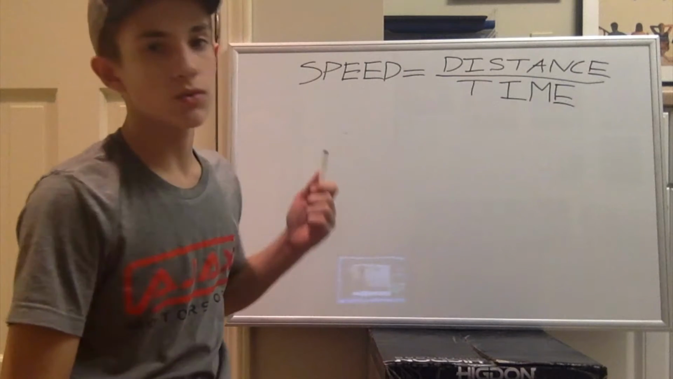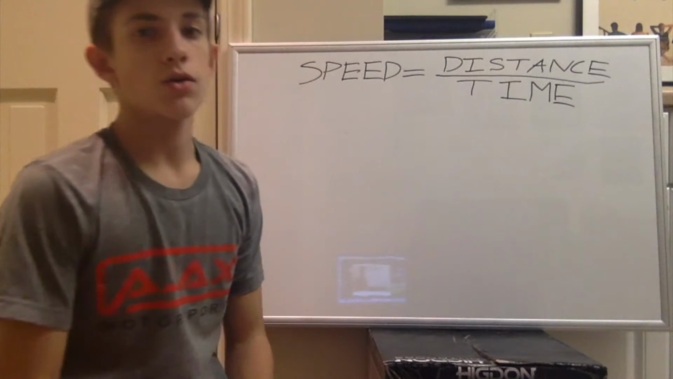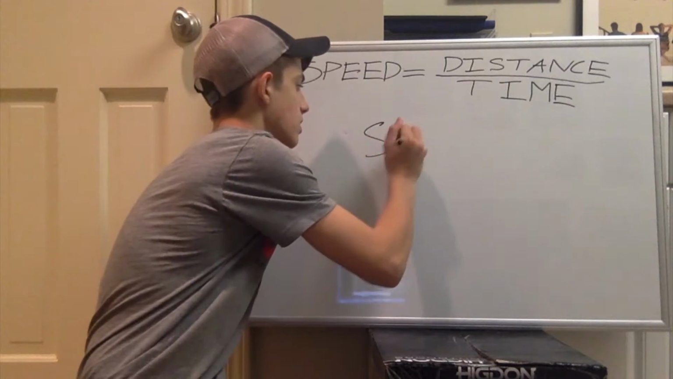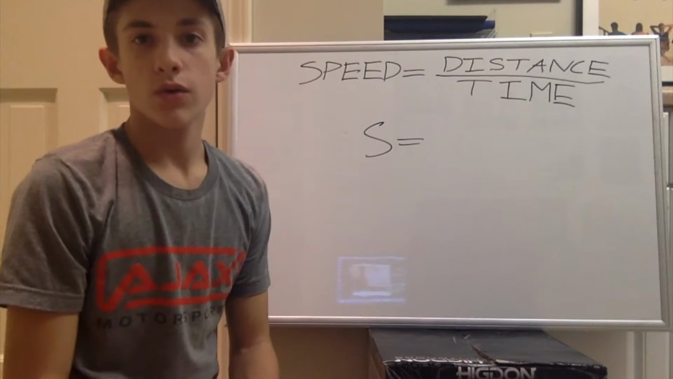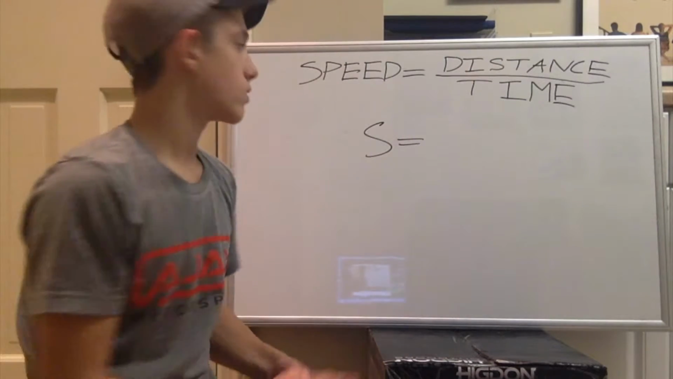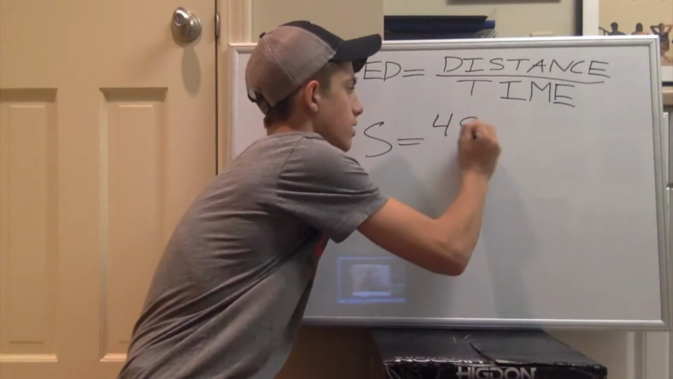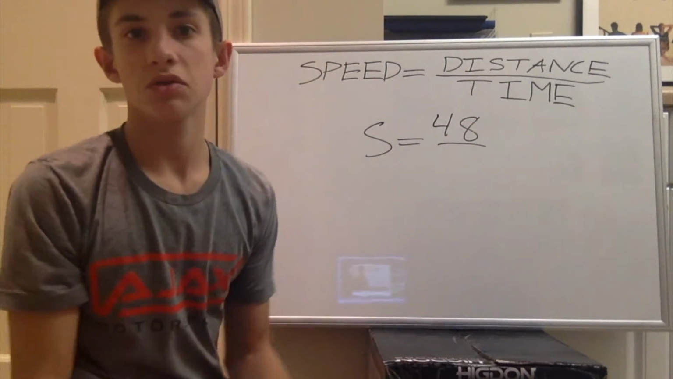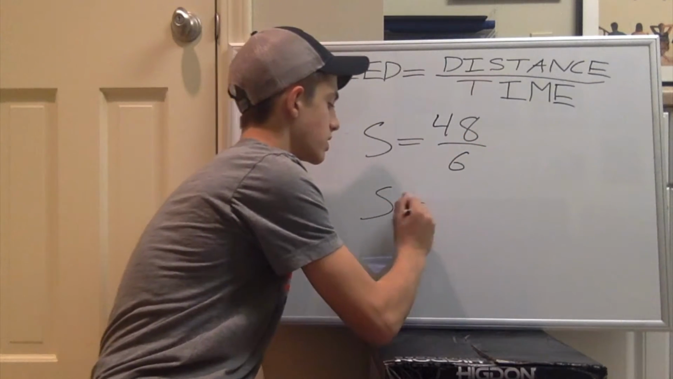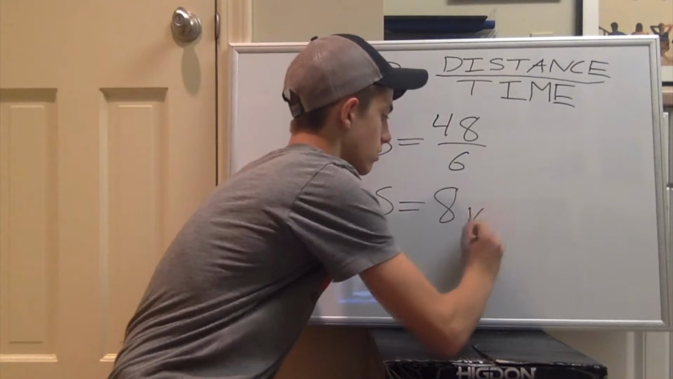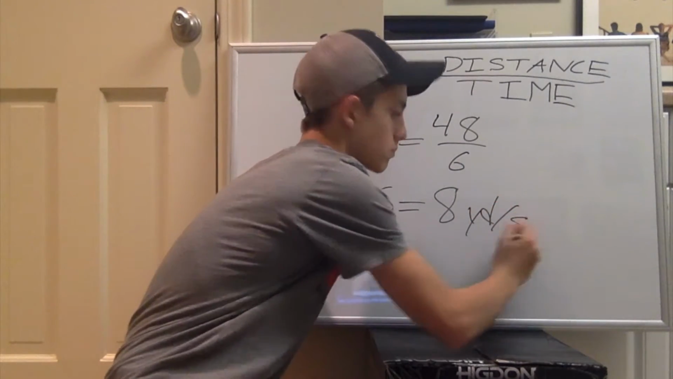Football allows you to find the speed that the ball is traveling at. We're going to use this formula: speed equals distance over time. So we're going to say speed equals however far the ball traveled, which we're going to say is 48 yards. 48 over how much time? So let's just say 6 seconds. That's going to tell us speed equals 8 yards per second.